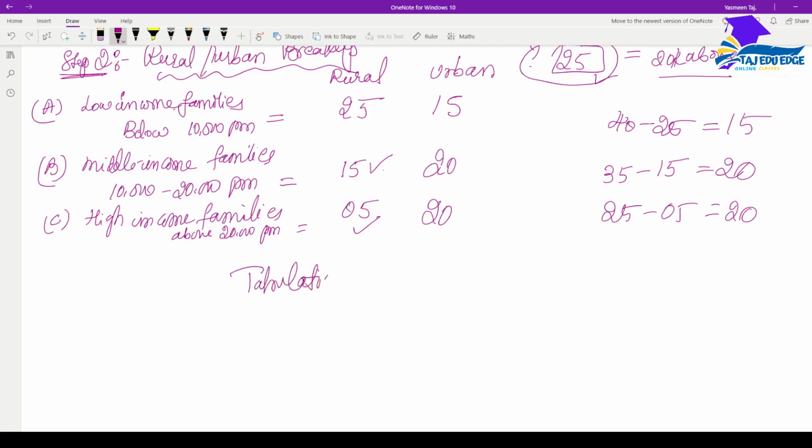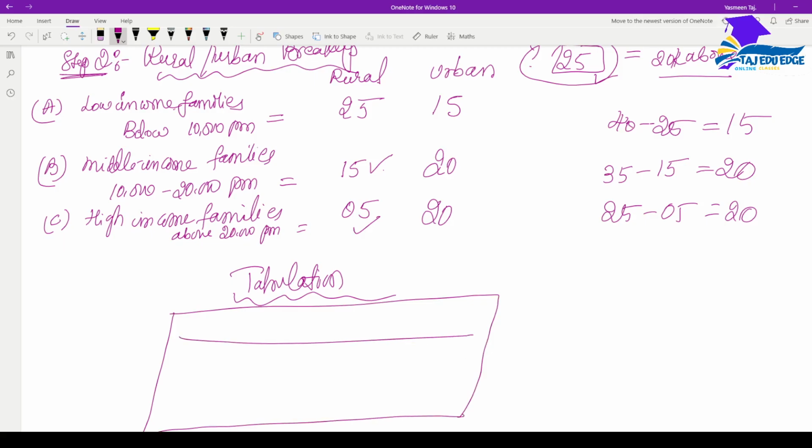Tabulation. You can write a table. Please use a scale, pencil, eraser and everything properly. Don't follow what I am doing, okay? Because even if I use a scale and pencil here, it is of no use. But when you are writing it in your notebook, it's important that you maintain the decency of writing it properly using a pencil, scale, pen and all those items.